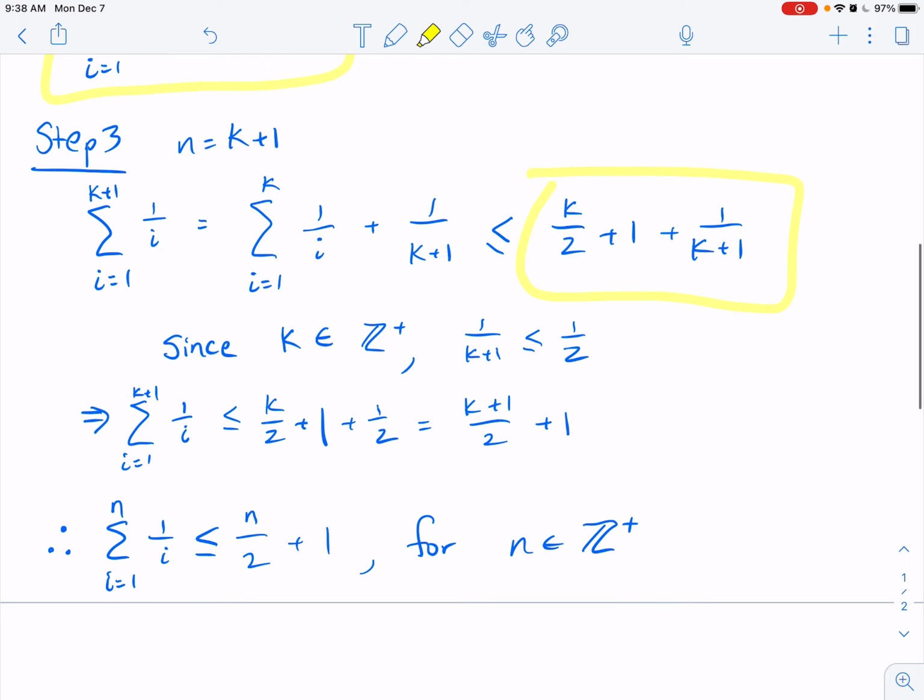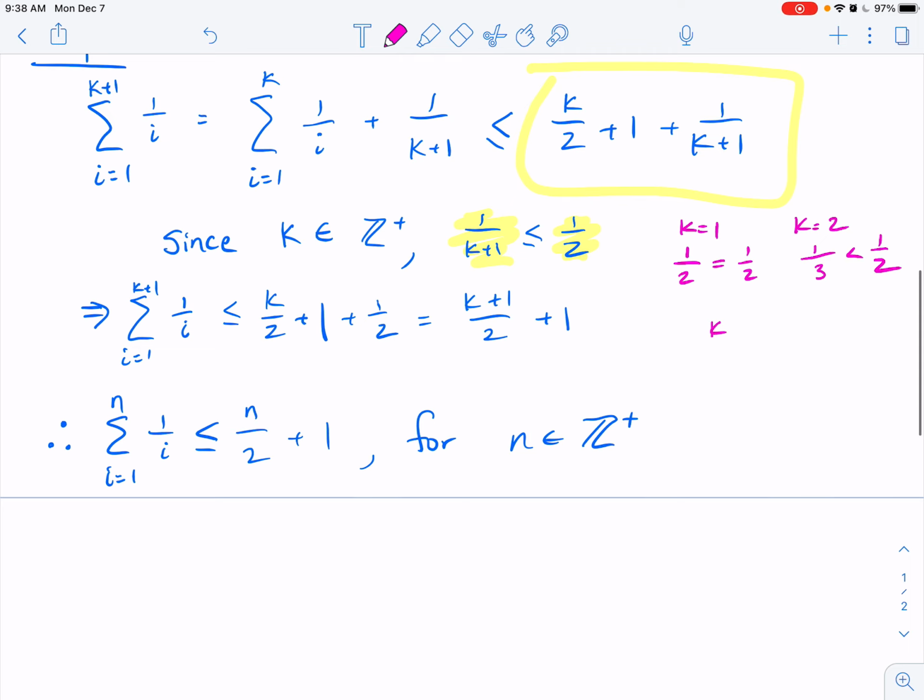Well, we know that since k has to be an integer, 1 over k plus 1 has to always be less than or equal to 1/2. Let's talk about that for a second. Let k equal 1. That's the smallest positive integer we have. In that case, we have 1 over 1 plus 1, which is 1 over 2, equal to 1/2. So we're good. What happens when k equals 2? Then we have 1 over 2 plus 1, which is 1/3, and 1/3 is indeed less than 1/2, so we're good.